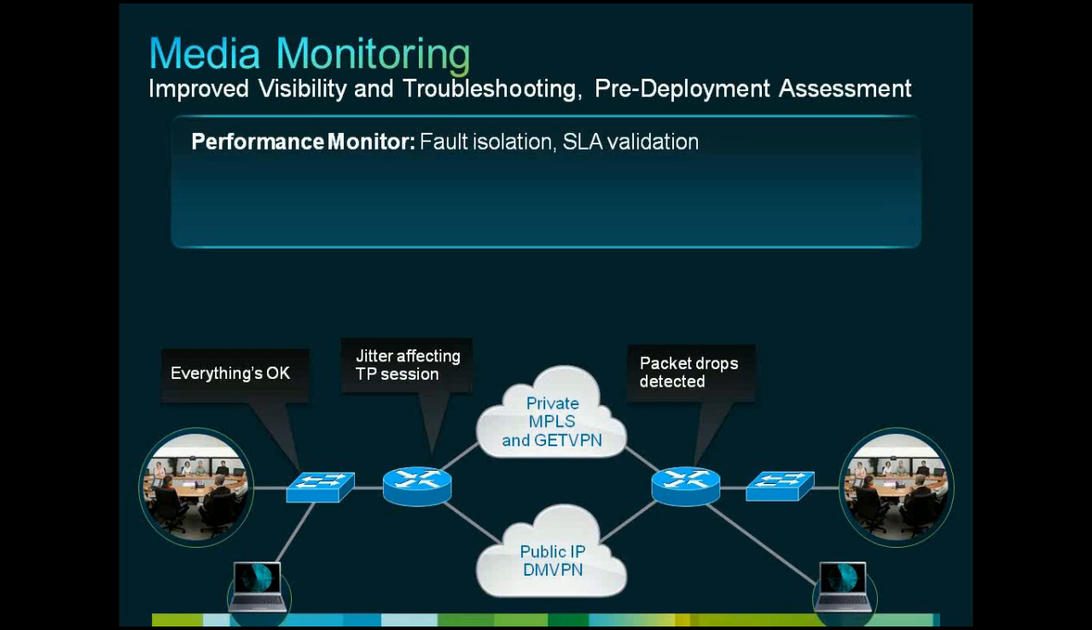Here we have examples of the types of things you could find out. You say, this one is fine. In the second router here, we have jitter affecting a telepresence session. Then the other router is saying, I am detecting some packet drops. The other good use of this, and I talked about service level agreement validation, is that you could also get reports of these jitter, delay, and loss, and just see what's going on as a whole.